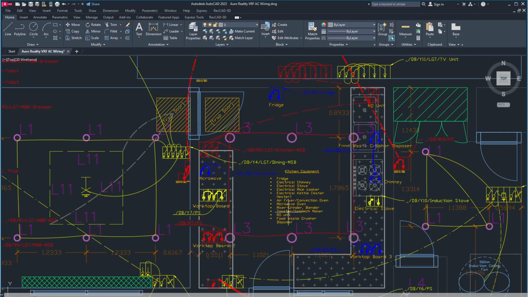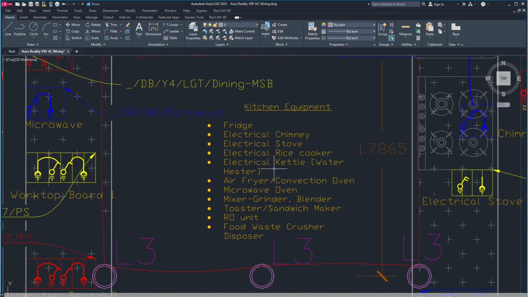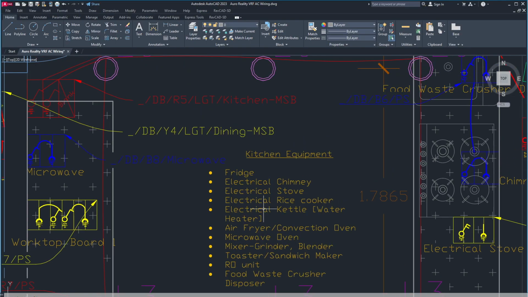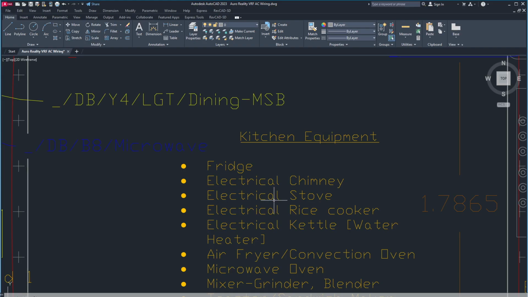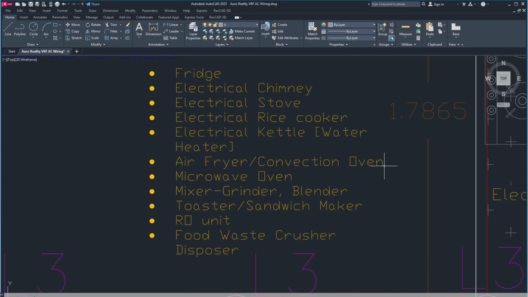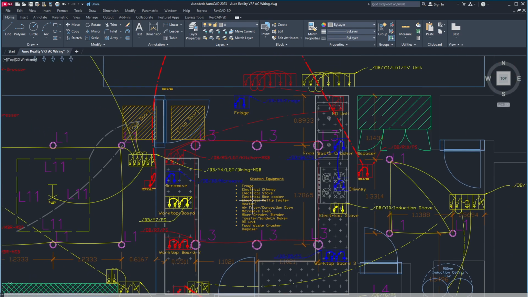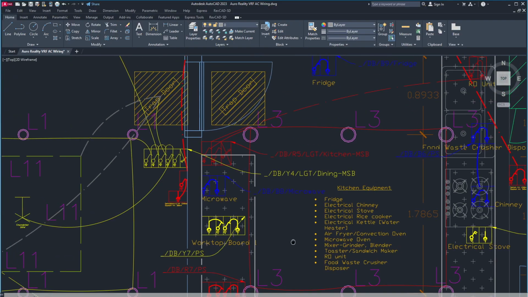So, let me explain the kitchen to you. The kitchen is a place where there will be an n number of sockets. There is a fridge, electrical chimney, electrical stove, electric rice cooker, electrical kettle or water heater, air fryer, convection oven, micro oven, mixer grinder, blender, toaster, sandwich maker, RO unit, food waste crusher, disposer. So we have to provide provisions for all of these.